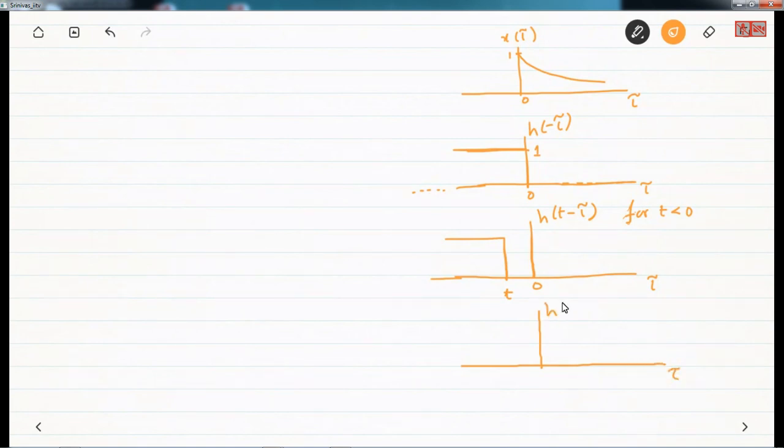So again for h of t minus tau, for t greater than 0, it would be something like this. So this is t and this value is 1. Yep. So for t greater than 0, we are moving this signal to the right by t units, and for t less than 0, we are moving this signal to the left by t units, right?